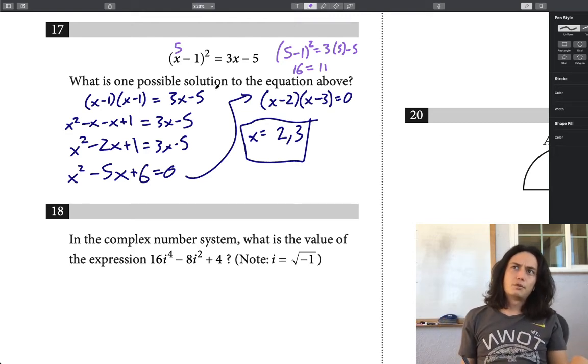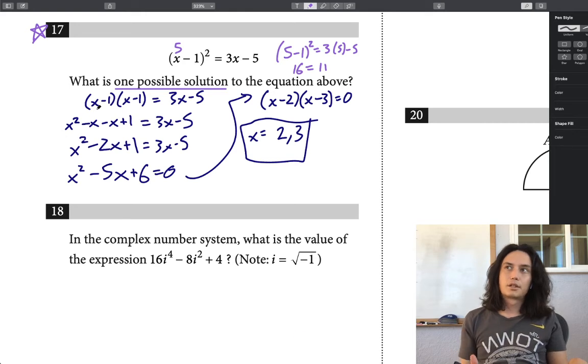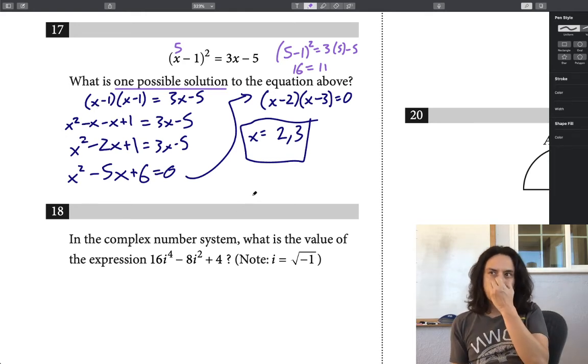So a question like this with the "what is one possible solution" type prompt, this is the kind of question that if you don't get it up front, you can mark it and come back to it and plug in some possibilities and see if they work and get it right that way.